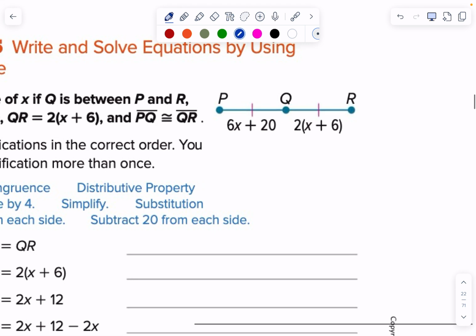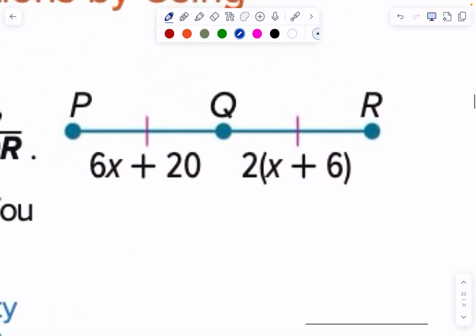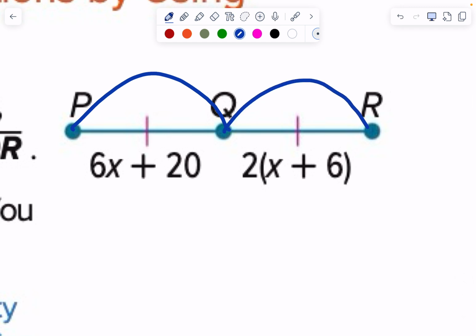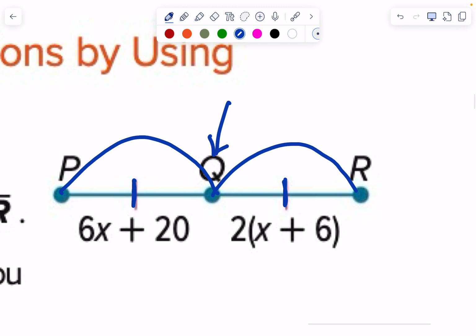So down here in this first example, how do I know that PQ, this distance, and this distance are the same? They have a little tick mark, right? Now, if those two pieces are the same, Q is the midpoint, right? It's exactly in the middle between the two. Okay? So, how do I figure out what x is? Because they don't give me what the full thing is.